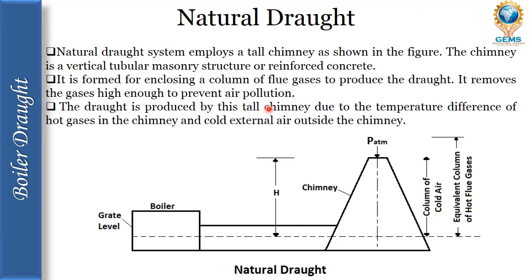The draft is produced by this tall chimney due to the temperature difference between the hot gases in the chimney and the cold external air outside the chimney. When the hot gases become less dense, they move up, and this pulls the colder, denser air inside the boiler.